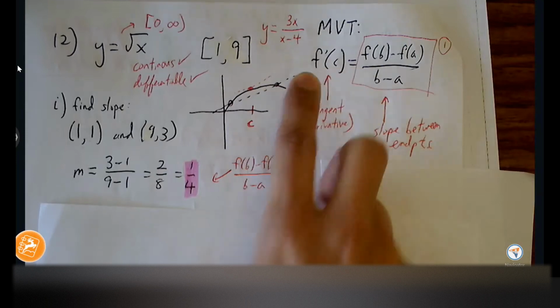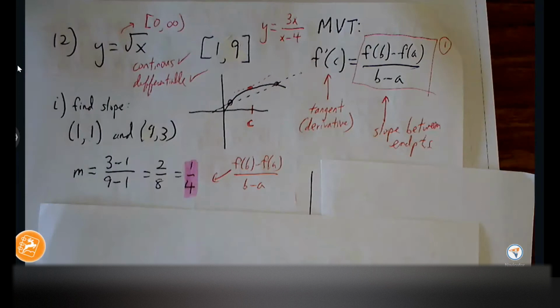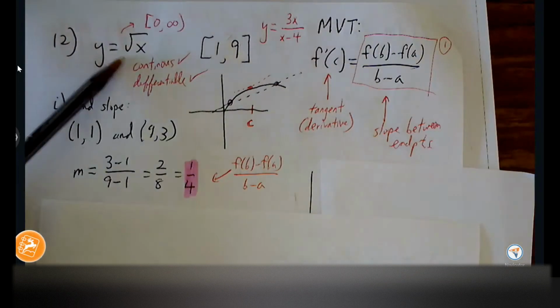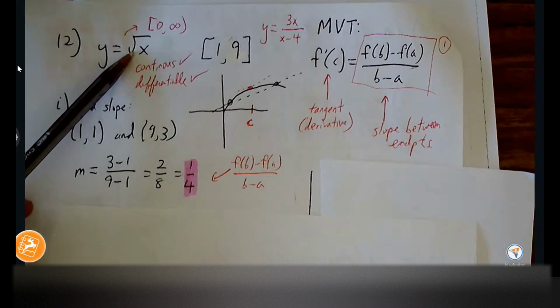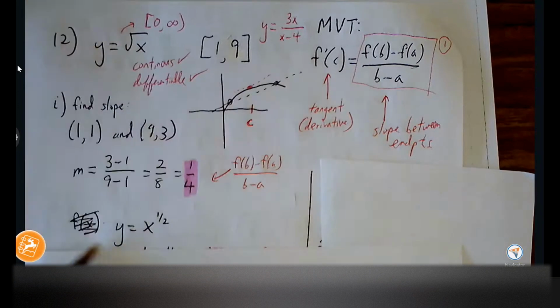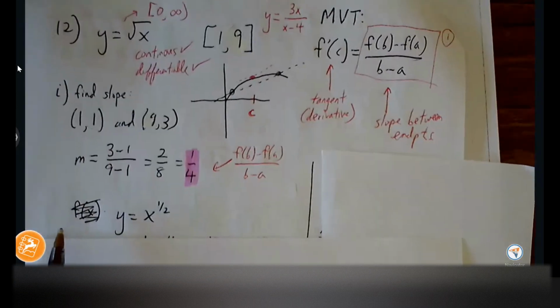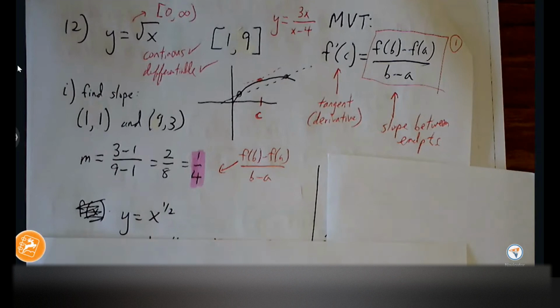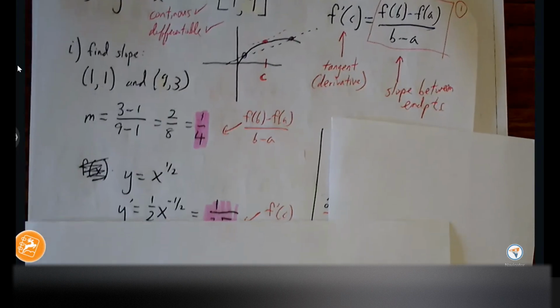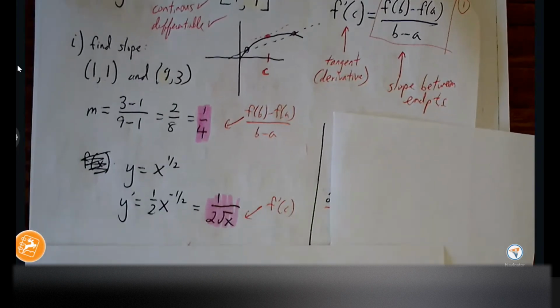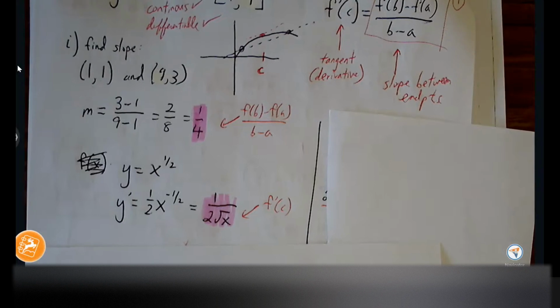So let's move on to f prime. To find f prime, I need to find the derivative. To find a derivative, I'm going to first rewrite this equation using a rational exponent. So rewrite it as x to the 1/2. Power rule, 1/2 x to the negative 1/2. Which is really 1/2 root x.